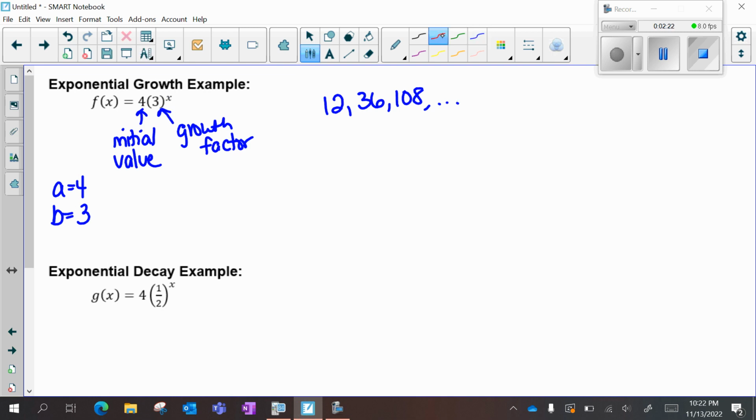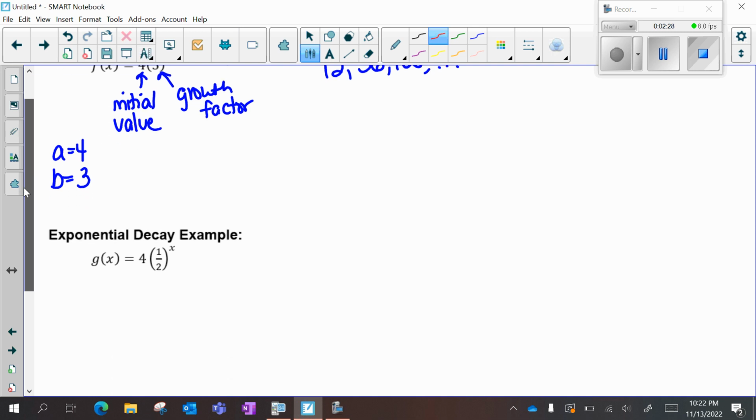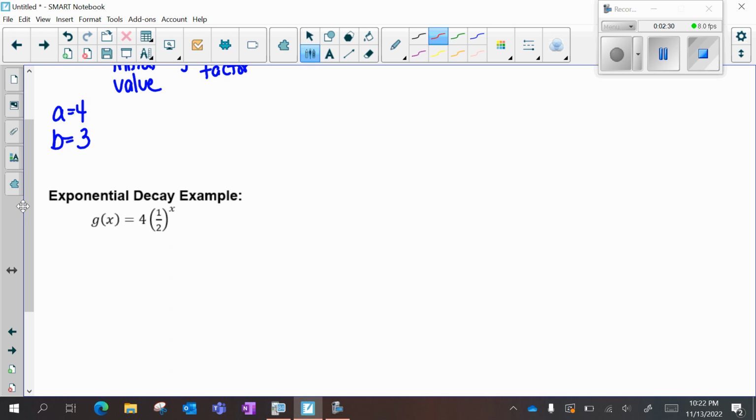Exponential decay would be something like 4 times 1/2 to the x power. So the same thing happening here. My 4 is my initial value, and the 1/2 is my decay factor. So A would be 4, B would be 1/2.